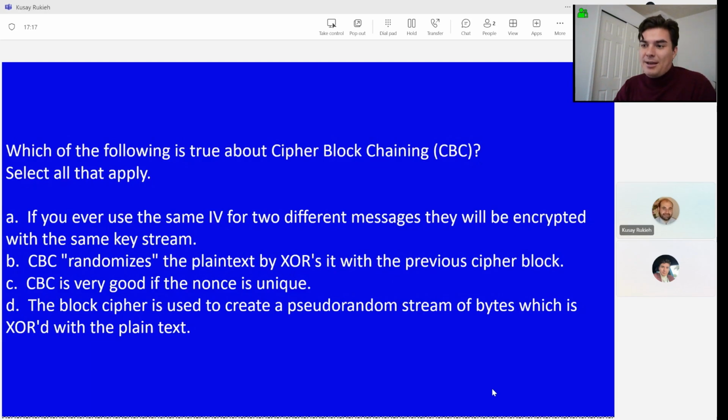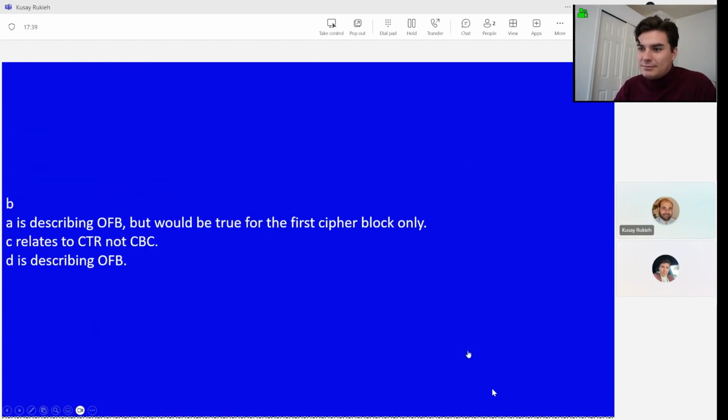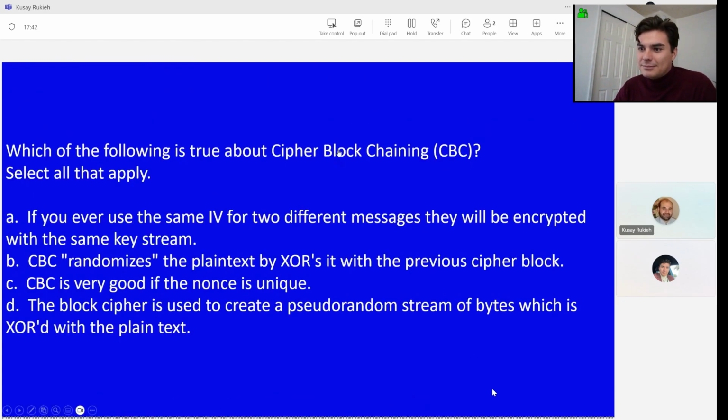We know that CBC does not use a nonce, that's only counter mode, so C is not correct. The block cipher is used to create a pseudo-random stream of bytes, which is XORed with the plaintext. I really like B. B and only B. You are correct. Hence the concept of chaining, right? That's the definition: the previous block, right? Yes.